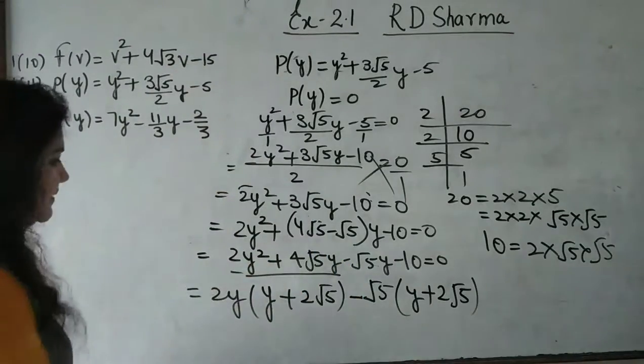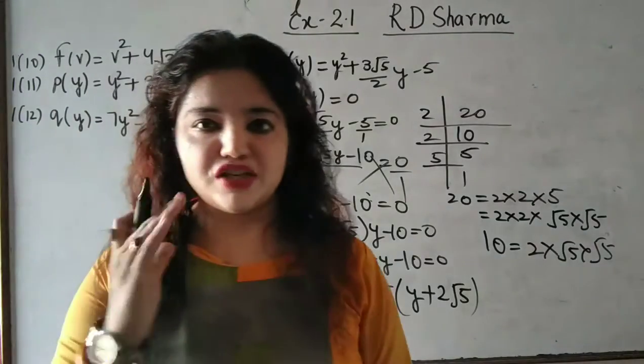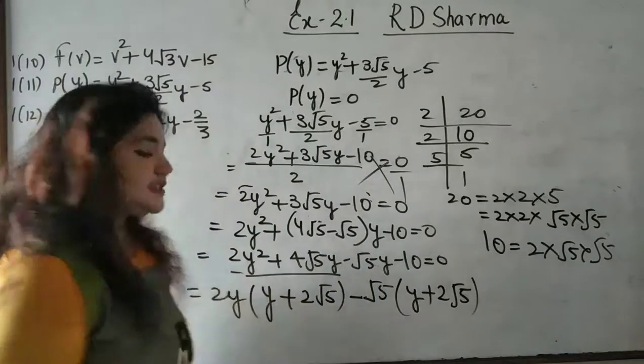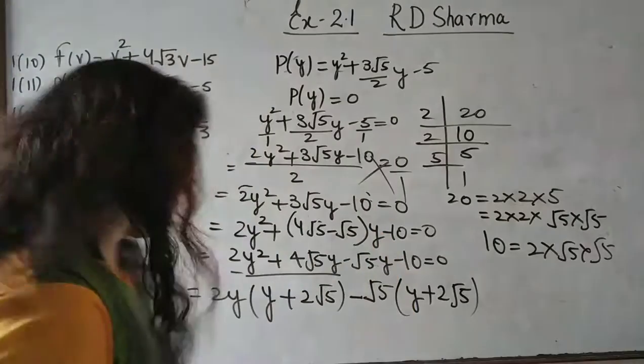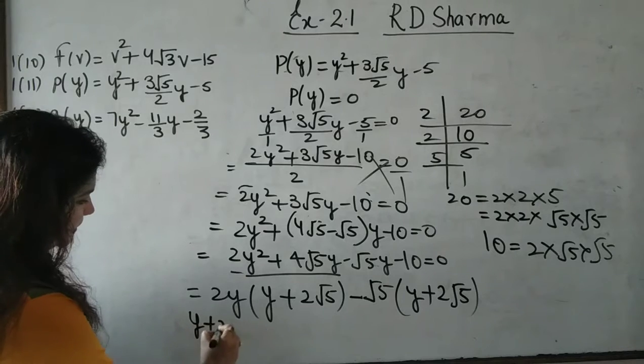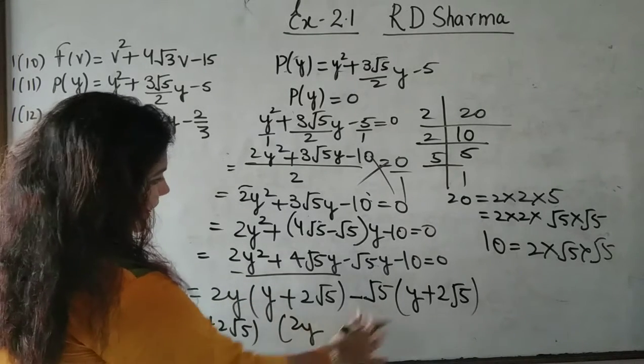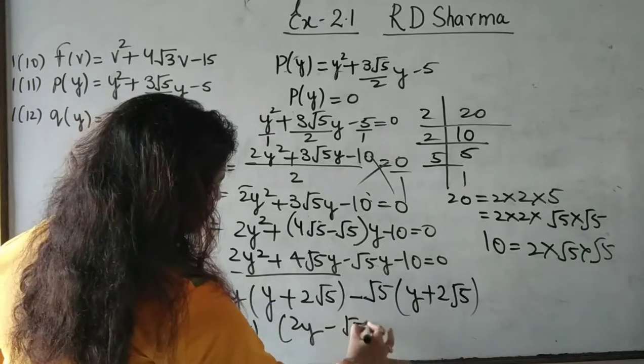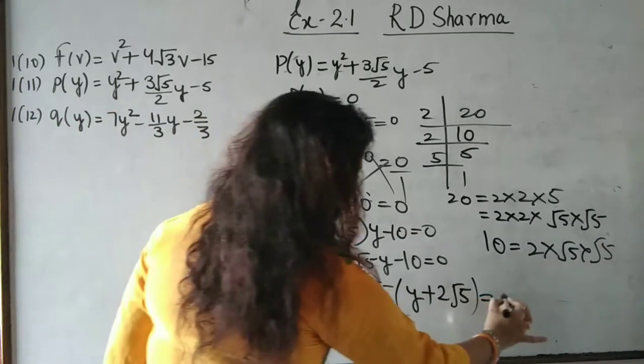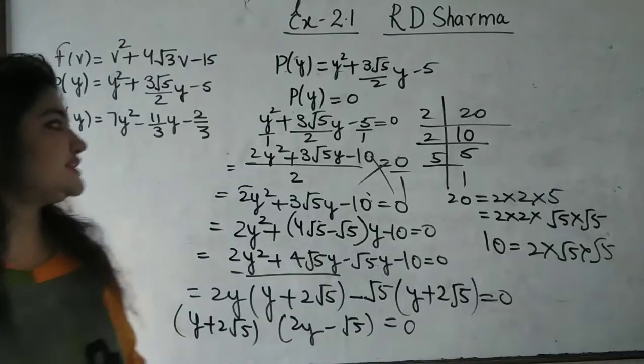Am I right? Okay. And now what is common in whole? y plus 2 under root 5. This is common in whole. So y plus 2 under root 5, and here what is left? Only 2y. Here what is left? Minus under root 5 is equal to 0. Right? Is equal to 0.